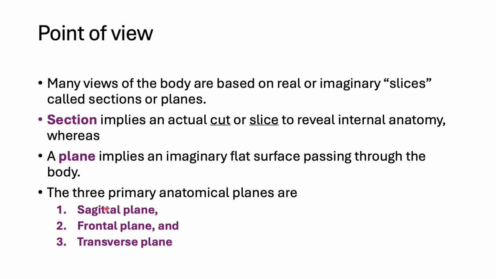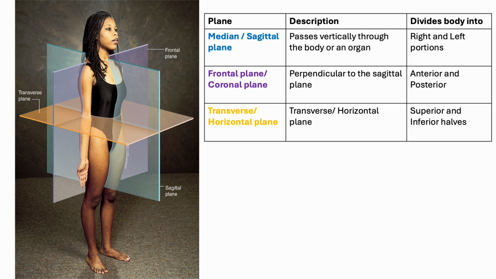So we have sagittal plane, frontal plane, and transverse plane. There's also an oblique plane as well. So let's take a look at our planes. So again, reference point is anatomical position. Feet flat on the floor but close together. Palms facing forward. Face is also forward towards the observer.